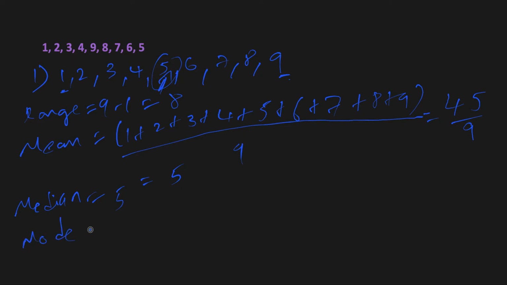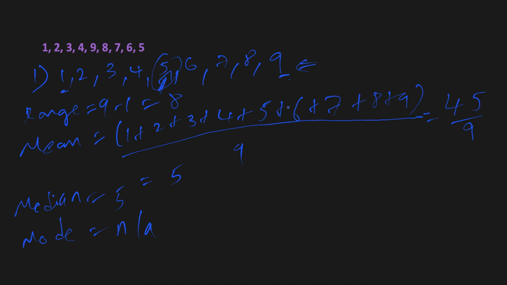And mode. Let's look at which number appears the most. We can see that none of them do; all the numbers appear just one time. So there isn't one specific number that appears more than once, so we don't have a mode. It's not applicable or not available. We do not have a mode in this example.